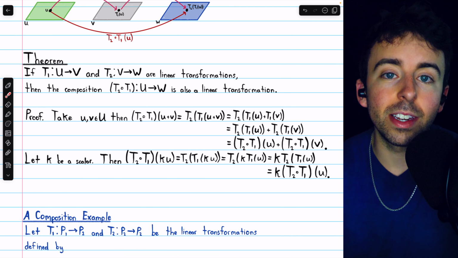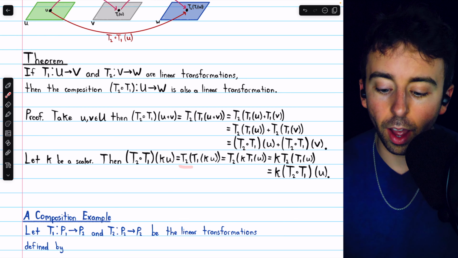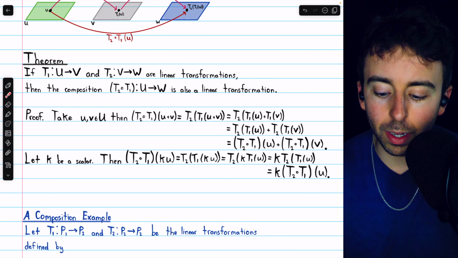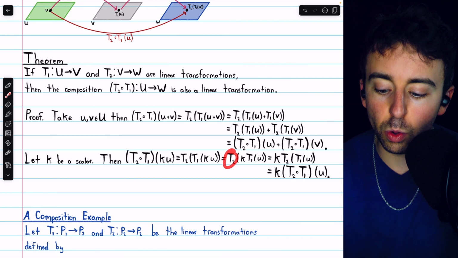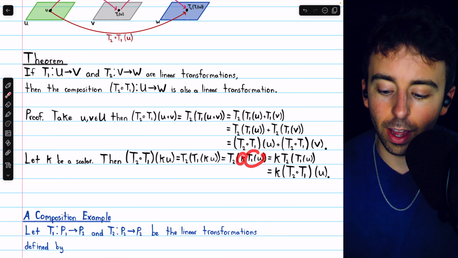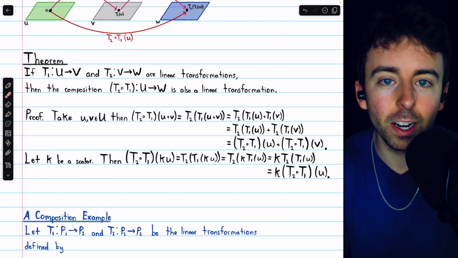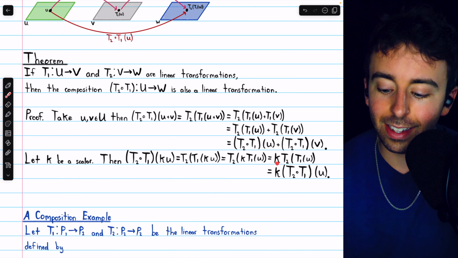Just as before, we will apply the definition of the composition of functions to say that this is equal to T2 of T1 of ku. So now ku is in the transformation T1, which we know to be linear, which means we can take that scalar k out of T1. And so we rewrite this as T2 of k times T1 of u. But now we have k times T1 of u inside the transformation T2, which we also know is linear. And so again, we can take the scalar out of that linear transformation. Thus, we have k times T2 of T1 of u.